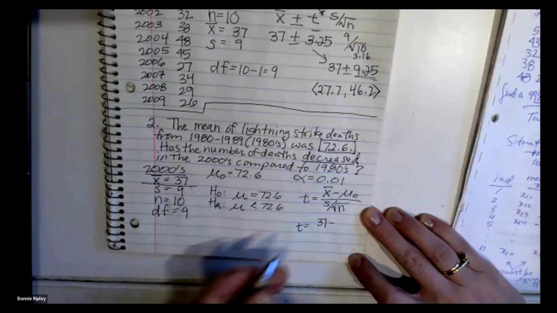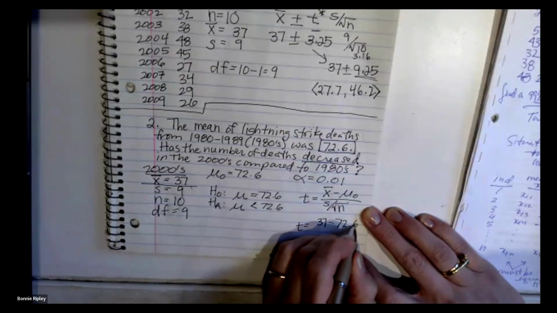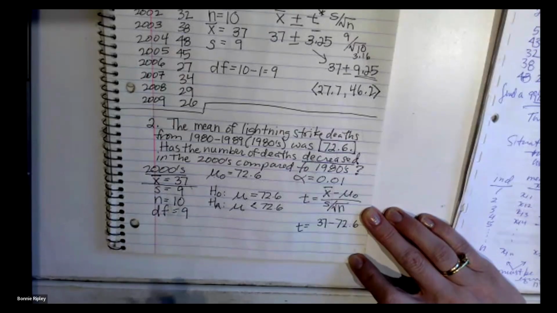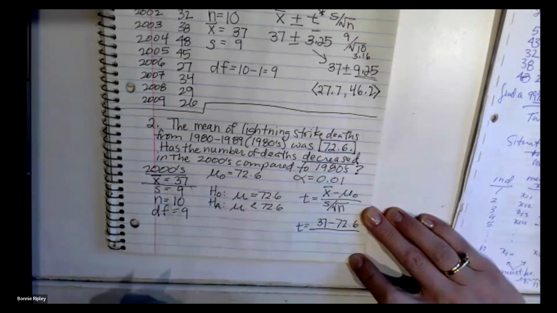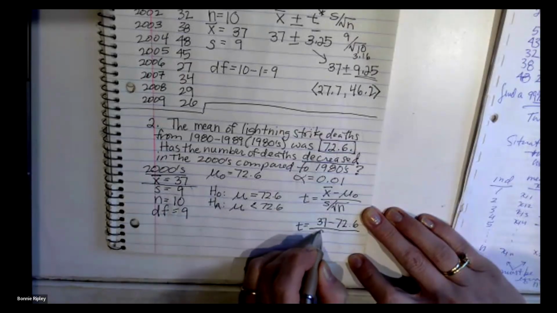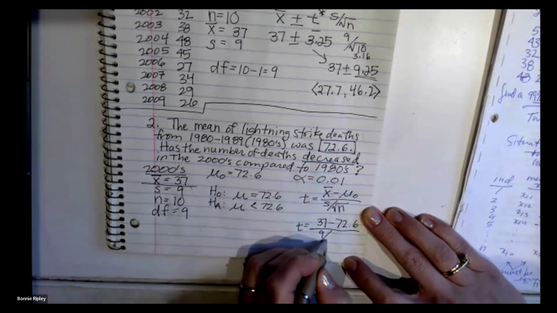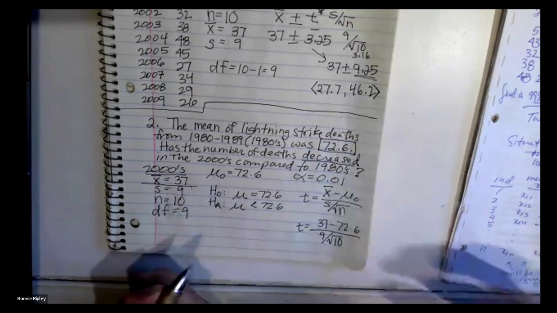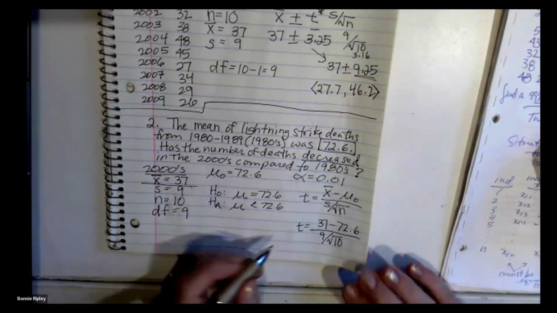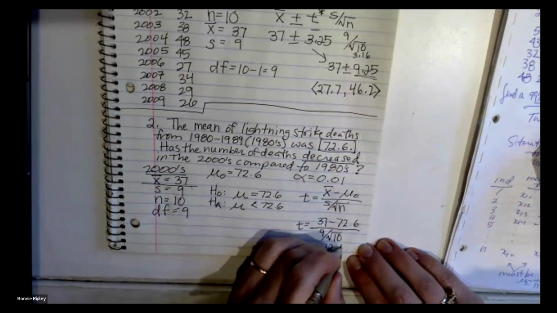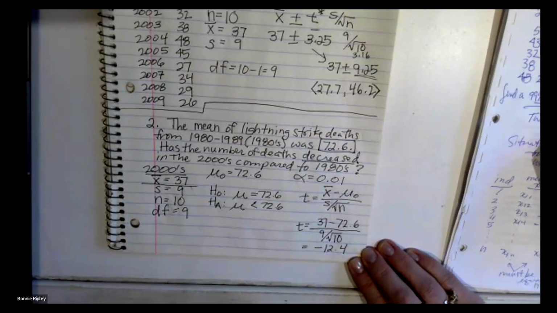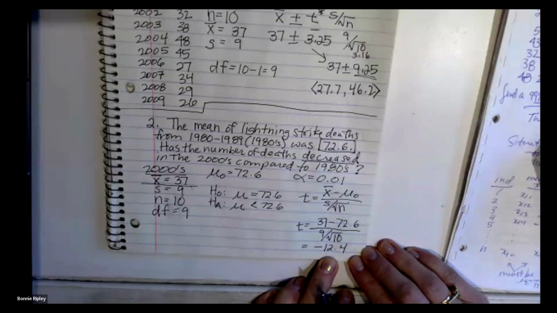So that's going to be 37 minus 72.6. It's going to give us a negative number, and that's what we want. We're going to substitute in 9 over root 10. And making that calculation, you should get negative 12.4. That's a pretty big value for a t. Make sure you calculate it using your own calculator and that it matches this value.